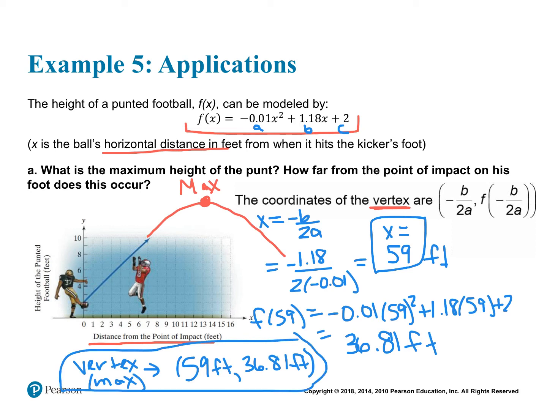So if we look at our visual, the 59 is going to be on the x-axis, which is the distance from the point of impact. So there's where the 59 feet goes. And then the y is the height of the punted football. So the maximum height of the punt is 36.81 feet.